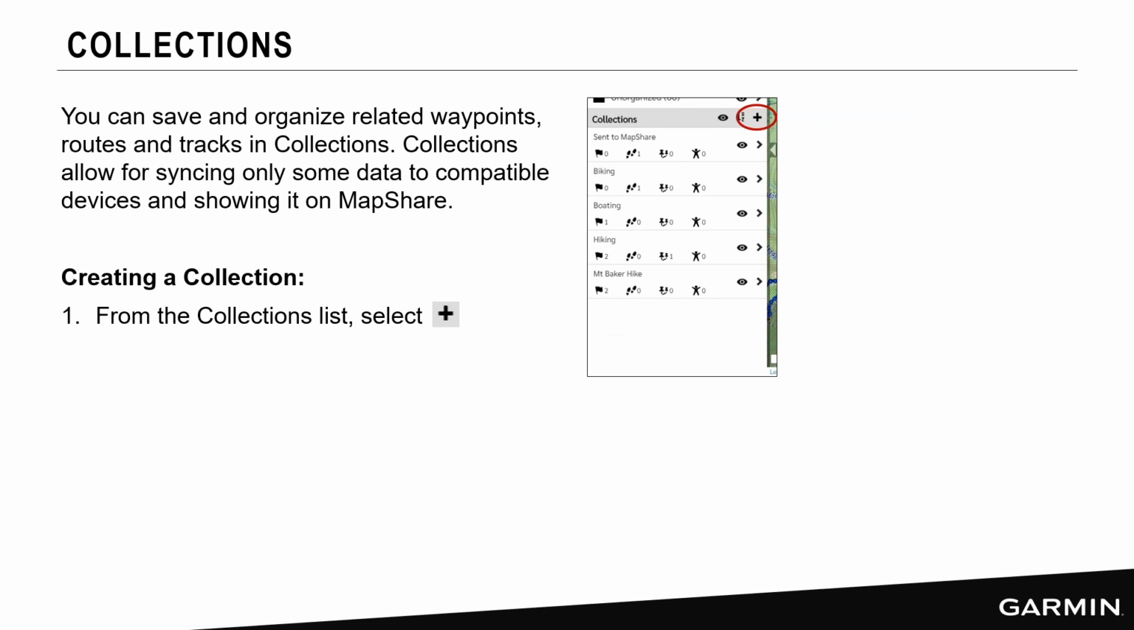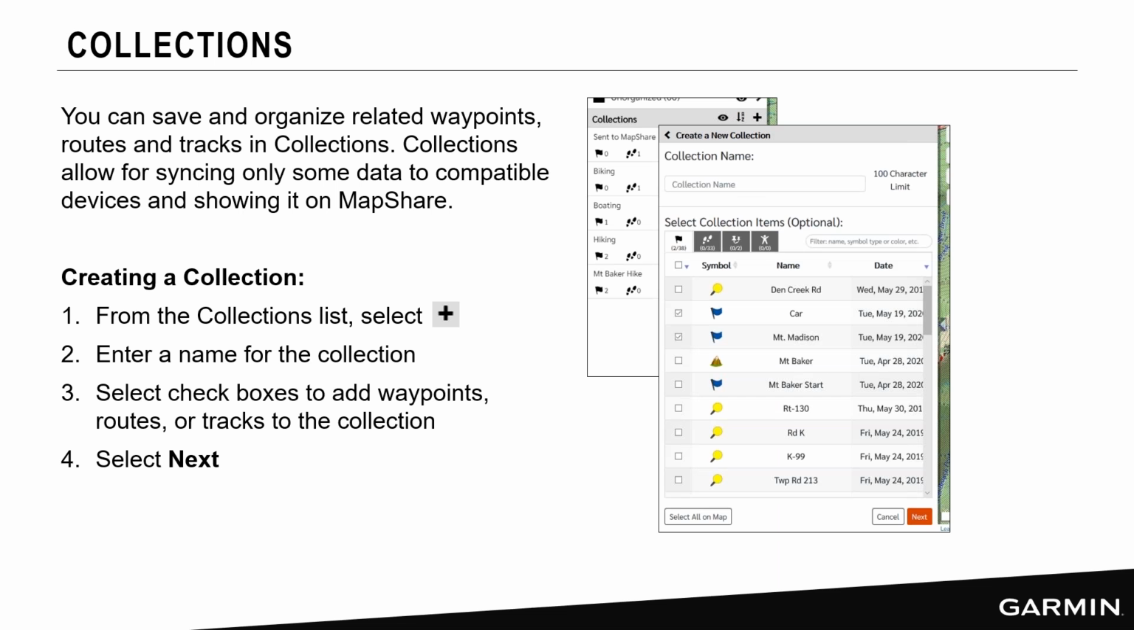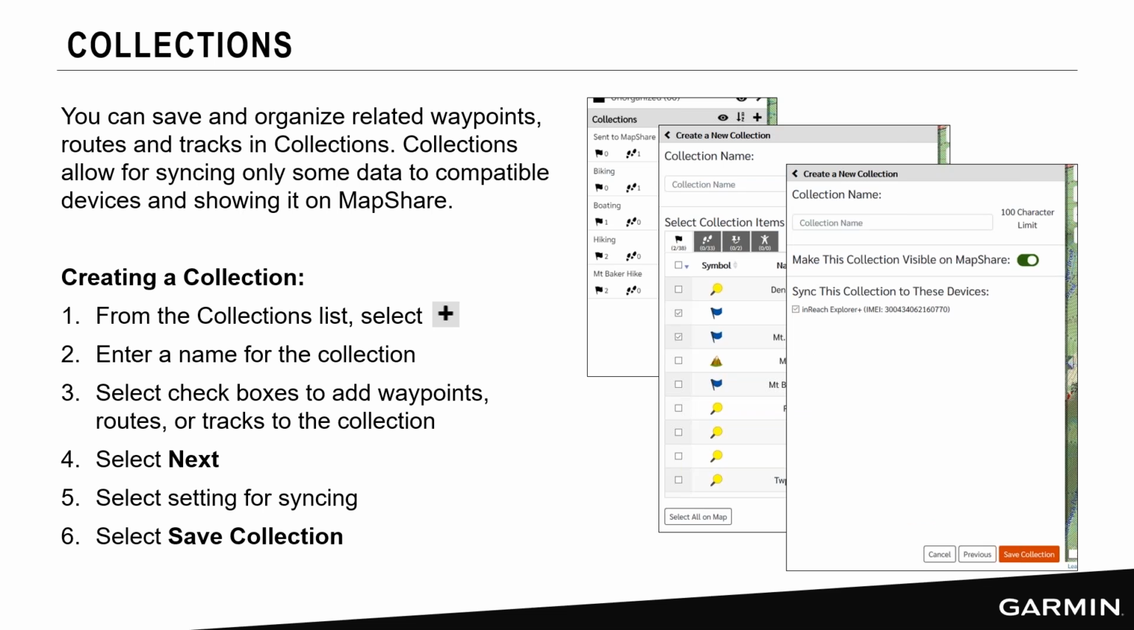Quickly on how to do that, you go into the collection section, you click the plus symbol to create a new collection. You put in a name for the collection. You can choose manually the waypoints and routes that you want in that collection, and then you can click next. You can even specify which devices the collection will be synced onto.